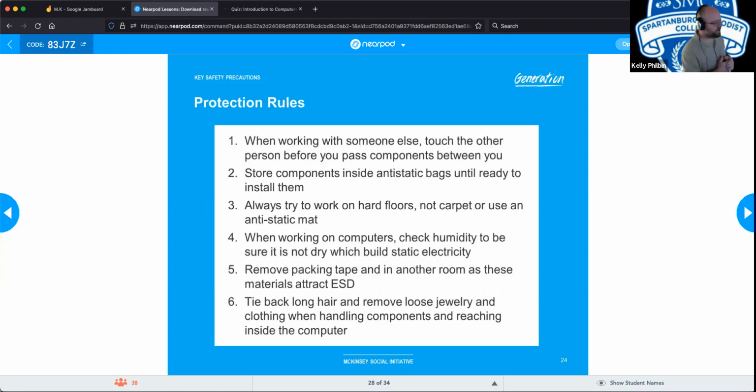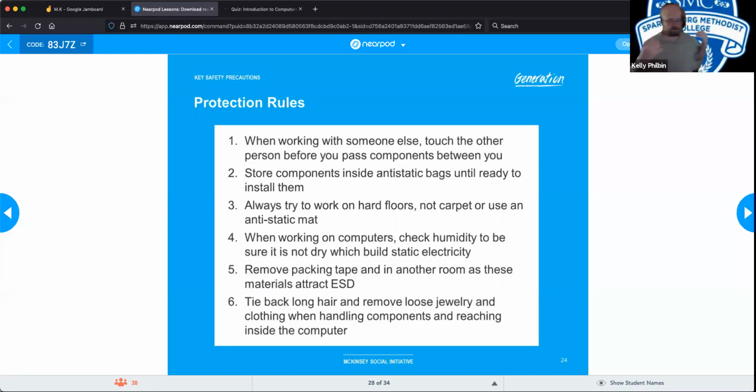So before you work on a component, you remove packing tape and other stuff from the room, as these materials attract ESD. One of the biggest ones are these little styrofoam peanuts. Oh my goodness, have you ever been trying to pull everything out and all the peanuts are sticking to everything? They're sticking to you, they're sticking to the boxes. If your kids run by, they're attached to the kids as they go running into other rooms, and they do that because of static electricity.